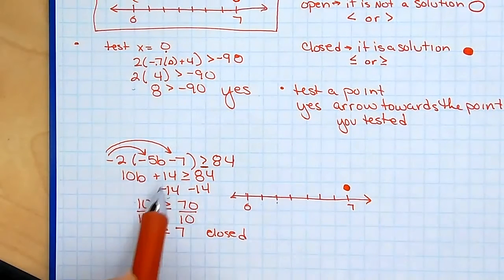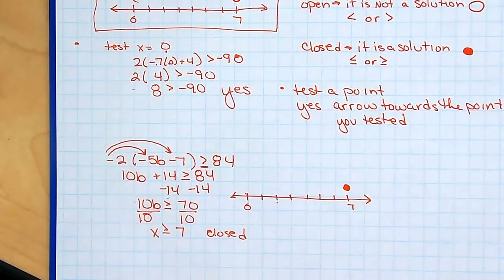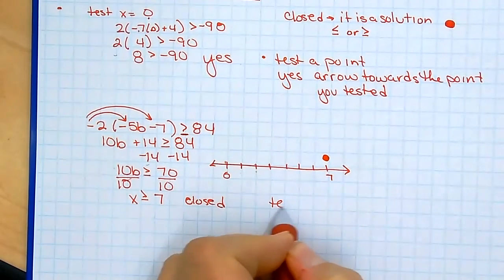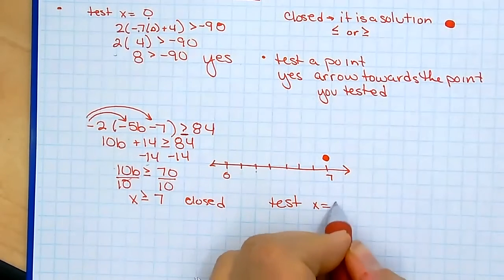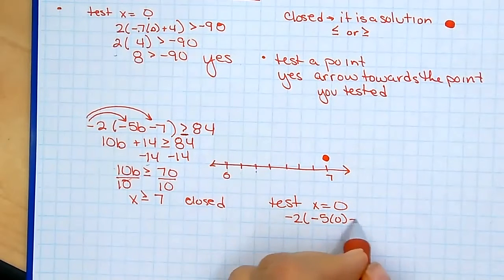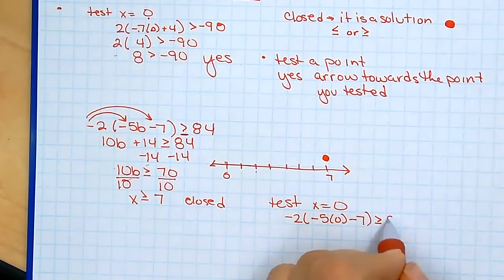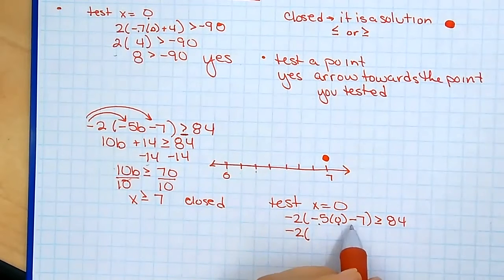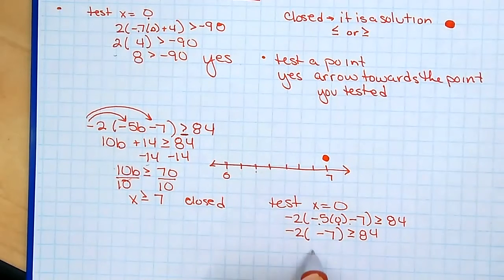Test a point again. So I can use 0. So I'm going to test 0. And I go -2 times -5 times 0 minus 7, is that greater than or equal to 84? -2 times -5 times 0 is 0, minus 7 is -7. Is that greater than or equal to 84? And the answer is no.